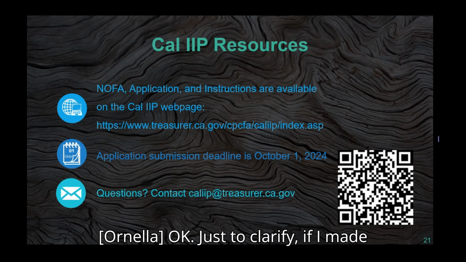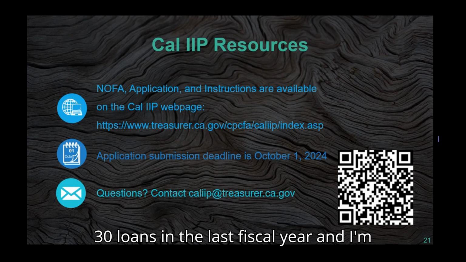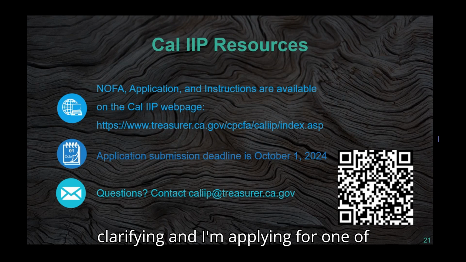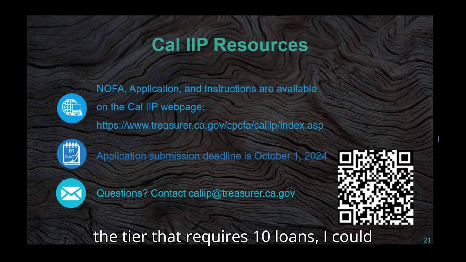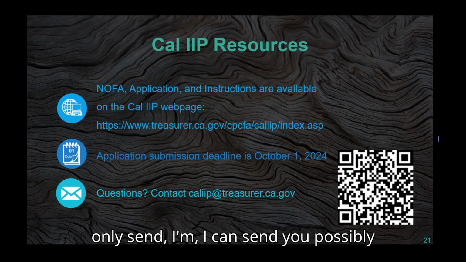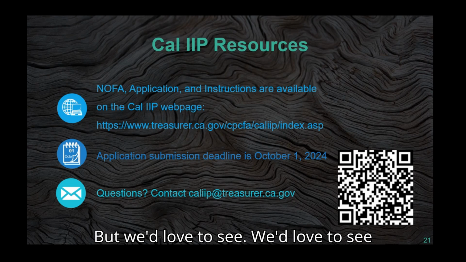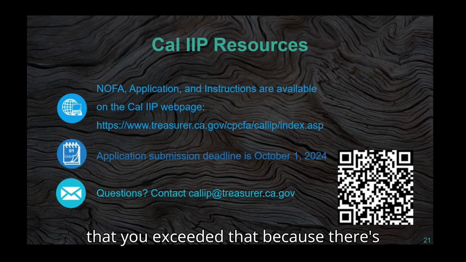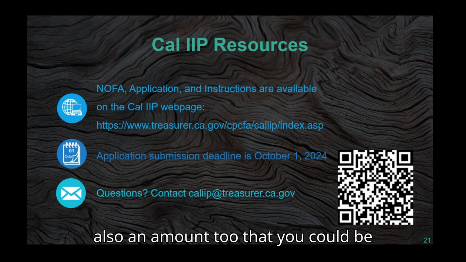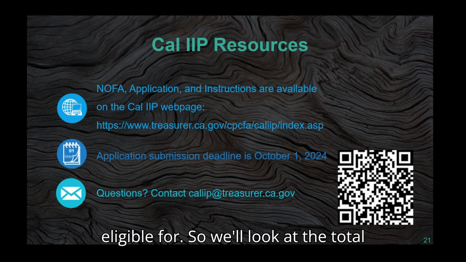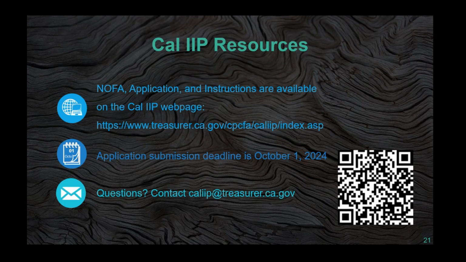Okay, just to clarify, if I made 30 loans in the last fiscal year and I'm applying for one of the tiers that requires 10 loans, I could send you just 10 loans, not the whole 30? Yeah, that would be fine. But we'd love to see that you exceeded that, because there's also an amount you could be eligible for, so we'll look at the total loan amount. Okay. Thank you.